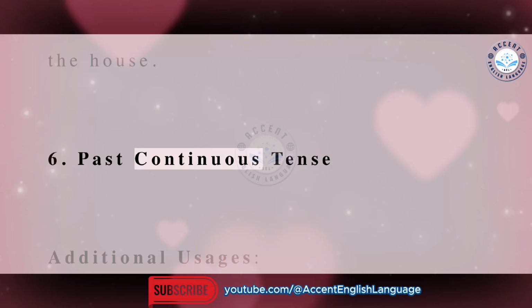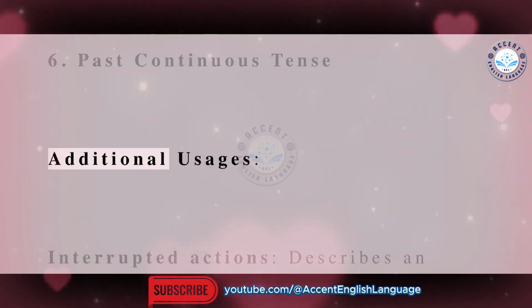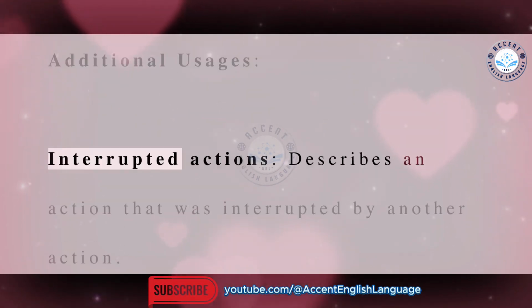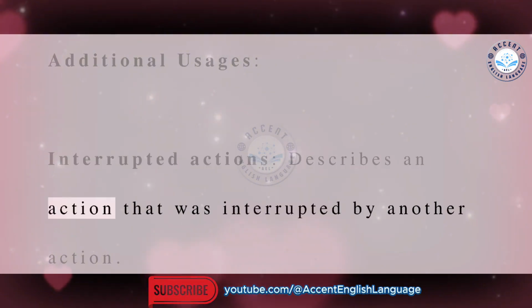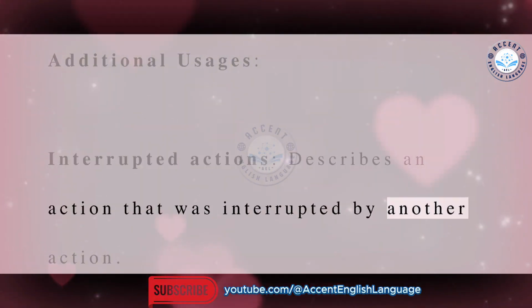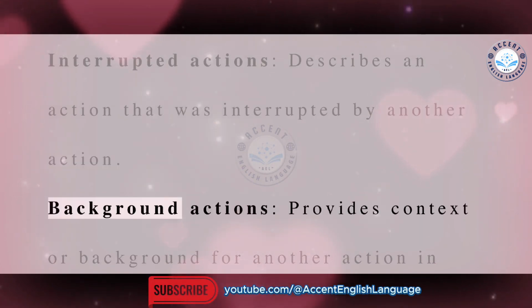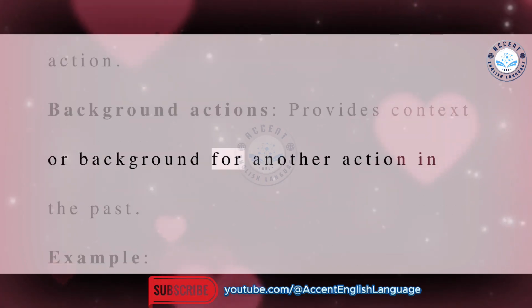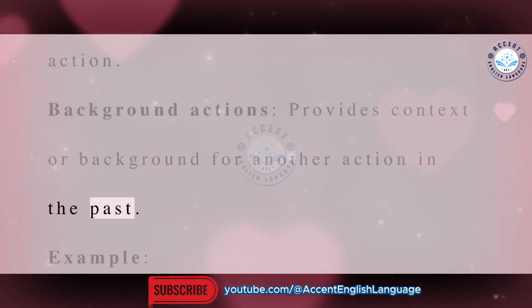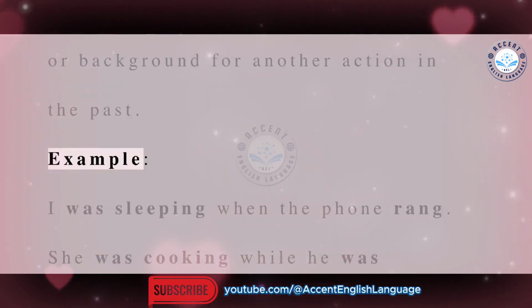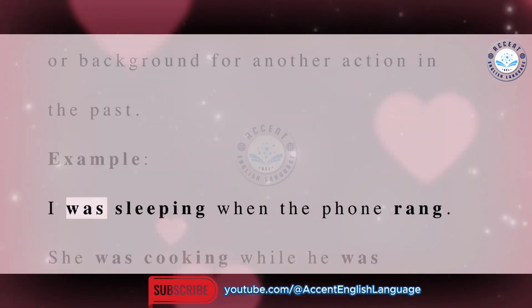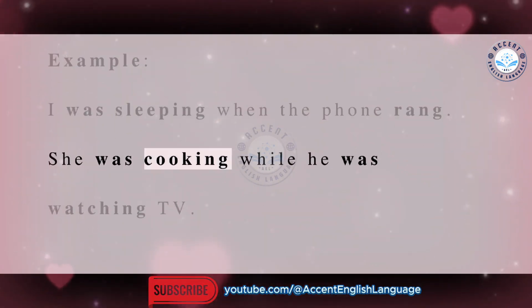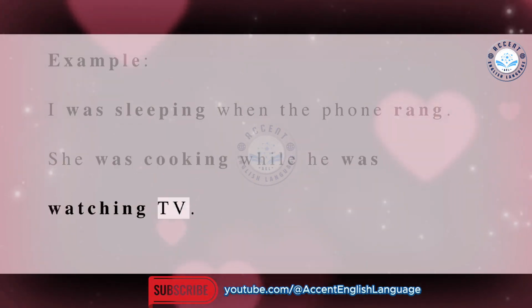6. Past continuous tense. Additional usages. Interrupted actions describes an action that was interrupted by another action. Background actions provides context or background for another action in the past. Example: I was sleeping when the phone rang. She was cooking while he was watching TV.